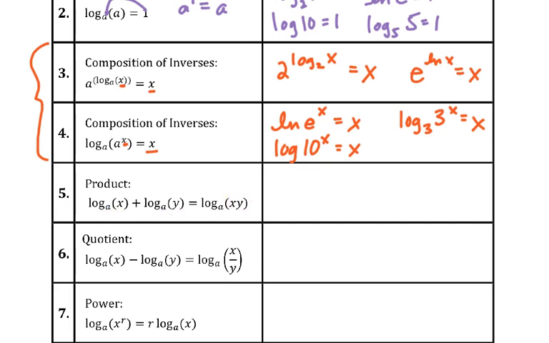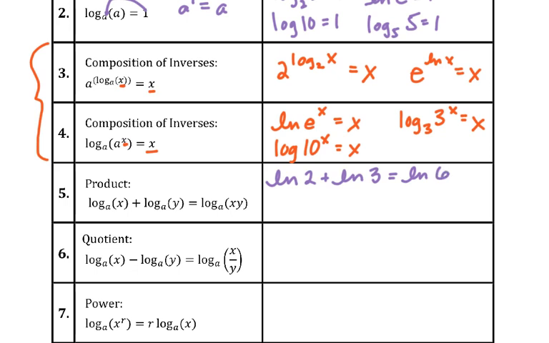So an example of this might be natural log of 2 plus natural log of 3. And that would equal natural log of 2 times 3, or 6.